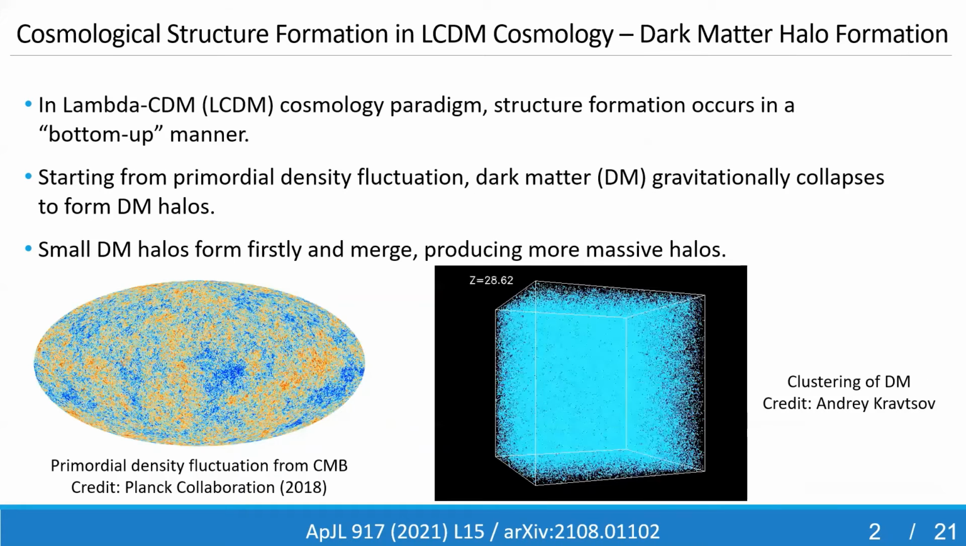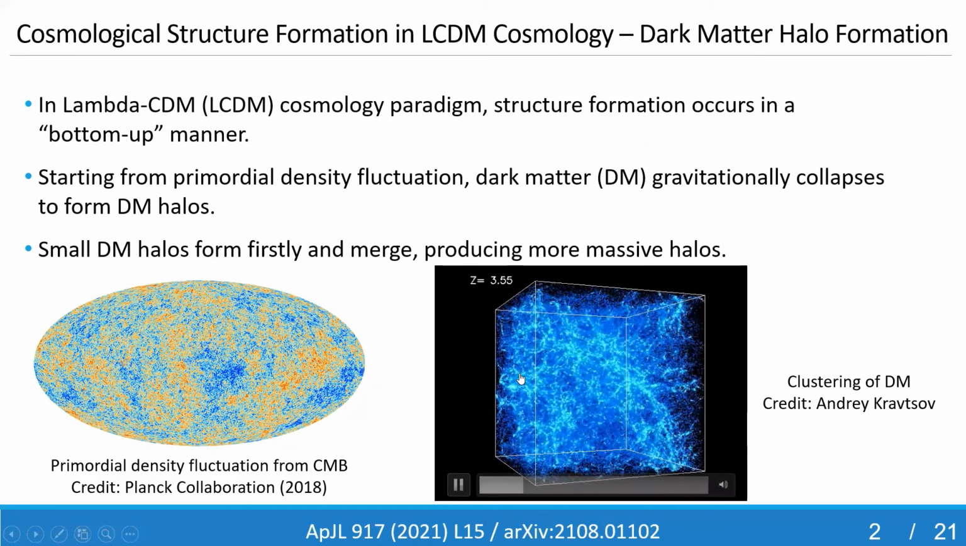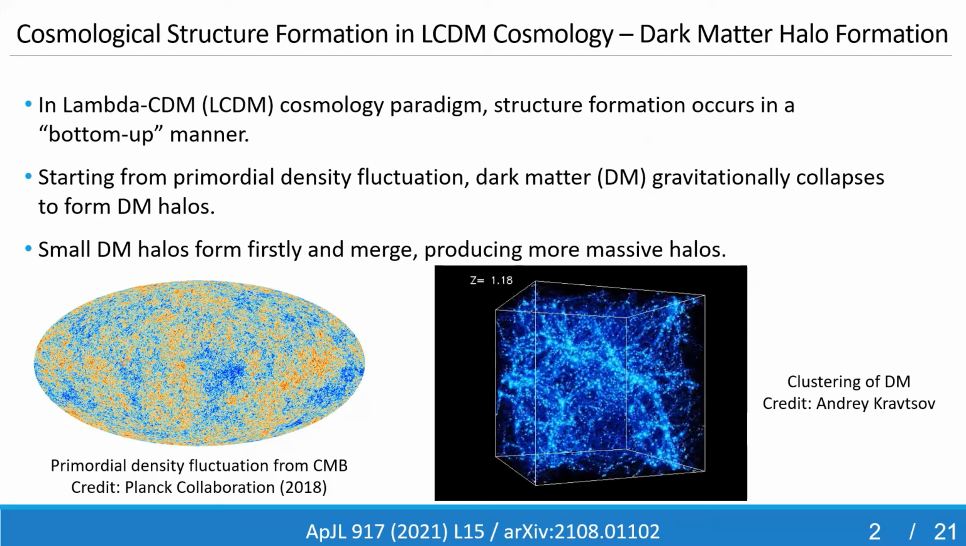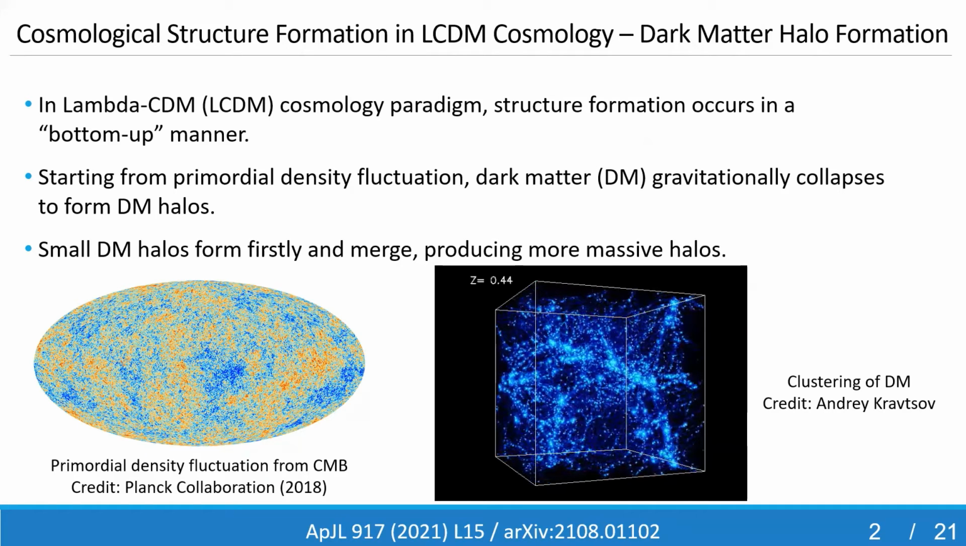So first, I will start with the lambda-CDM cosmology. In lambda-CDM cosmology, structure formation occurs in a bottom-up manner, starting from primordial density fluctuation, which imprints its trace in the cosmic microwave background, as shown in the left plot. Dark matter gravitationally collapses to form dark matter halos. As you can see in the movie on the right side, small dark matter halos form first and merge with each other, producing more massive halos.